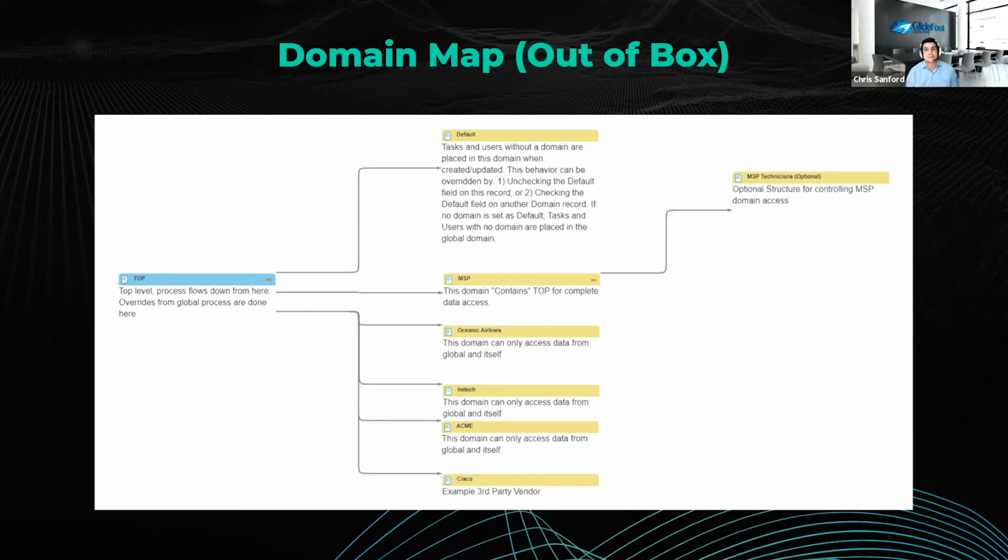So a process defined at the MSP level is going to apply to users in the MSP domain, as well as users in the MSP technicians domain, but would not apply to any of the sibling domains here or any of the users that are in the top domain.